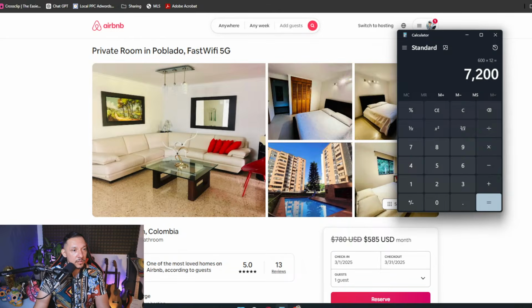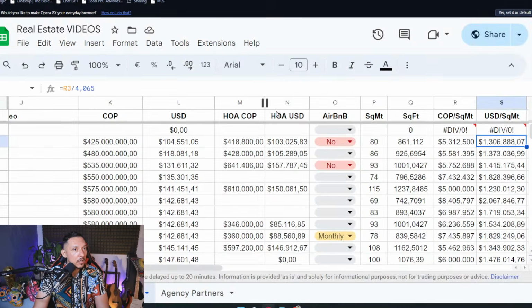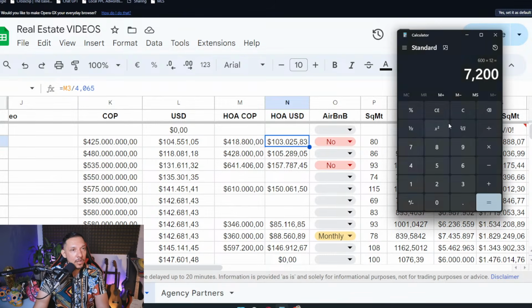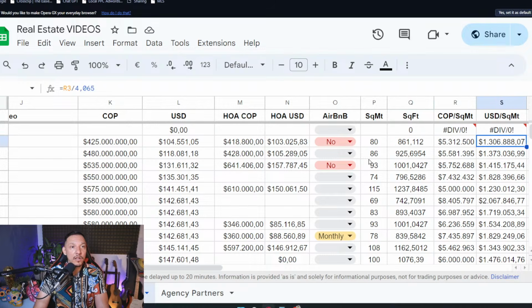Let's look at this. This one was 103. Let's be very, very flexible, and let's say it cost a total investment of $120,000. $7,200 divided by $120,000, just real quick on the fly. That's a 6% cap rate. I'm not interested in this apartment at all. I would just go next.